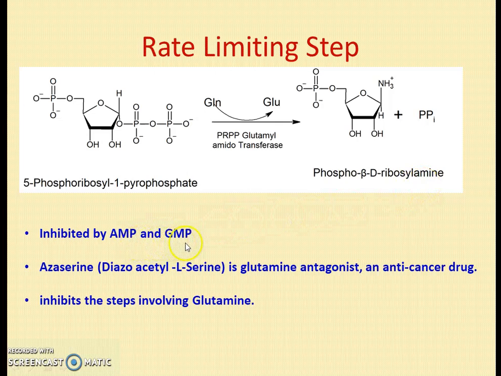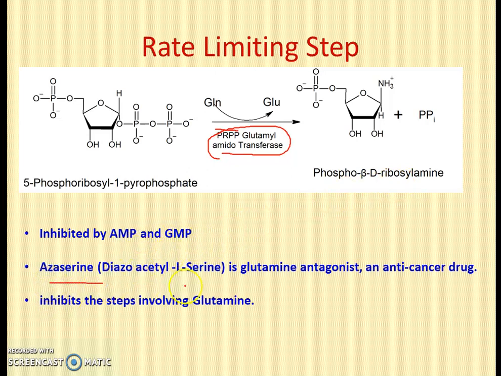Usually it is inhibited by AMP and GMP. Why? When AMP and GMP are abundant, they inhibit this particular enzyme, thereby the products are not synthesized. That means inosine monophosphate is not synthesized because there are abundant AMP and GMP molecules.